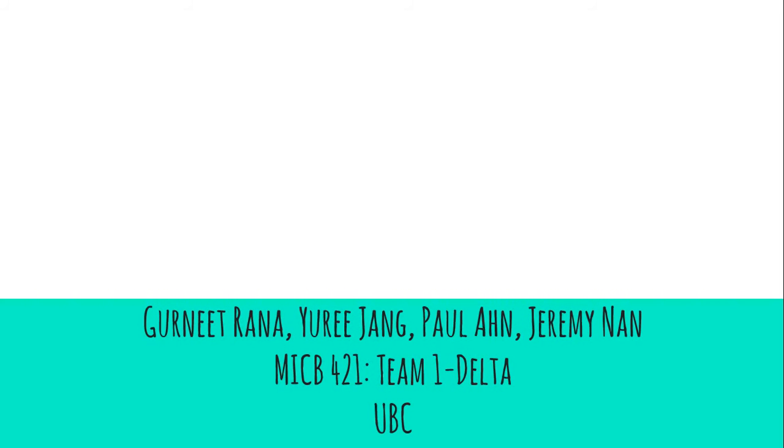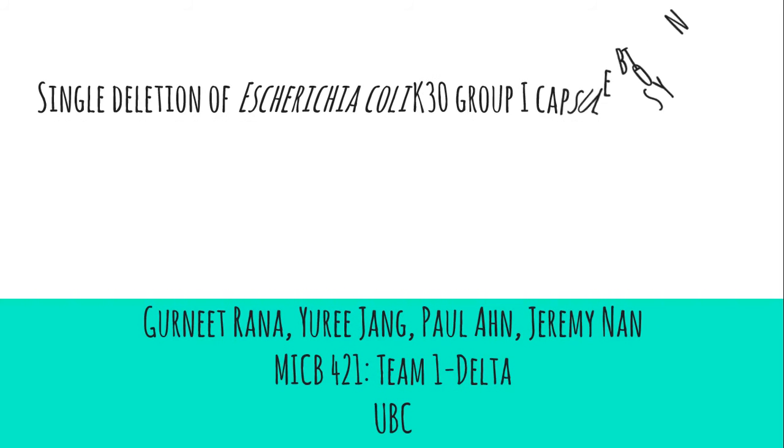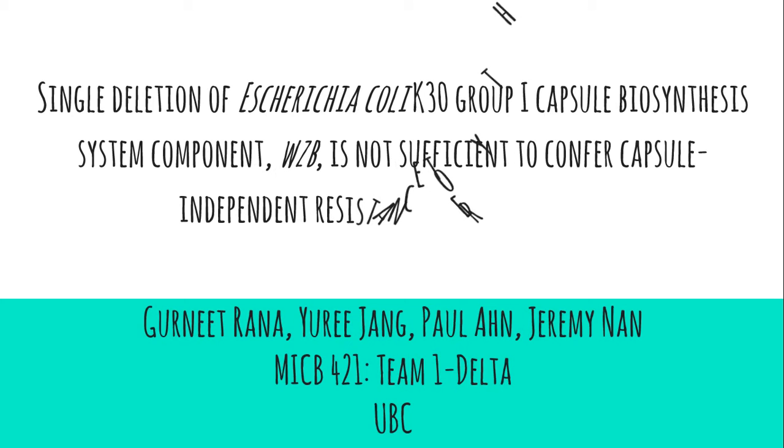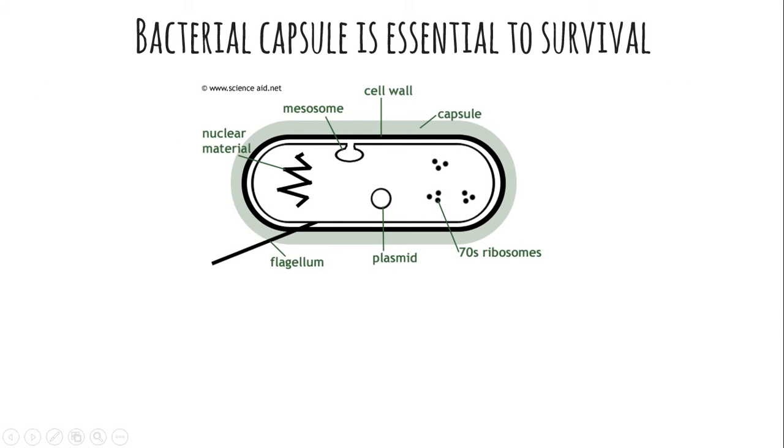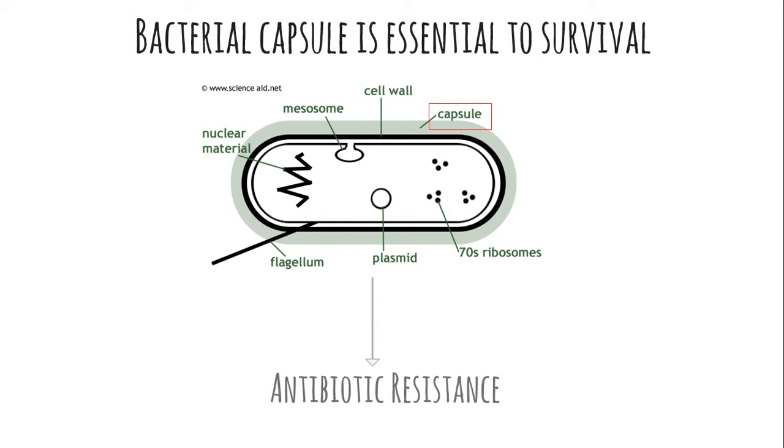We're 1 delta, and we investigated the single deletion of Escherichia coli K30 group 1 capsule biosynthesis system component, WZB, and found that it's not sufficient to convert capsule-independent resistance to erythromycin. So bacterial capsule is this thick layer on the outside of the bacteria, and one of its functions is to confer antibiotic resistance to contribute to cell survival.